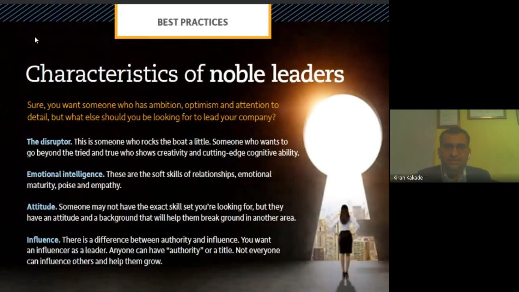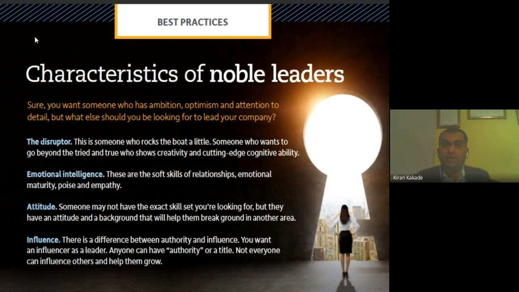Be specific. The disruptor. This is someone who rocks the boat a little, someone who wants to go beyond the tried and true, who shows creativity and cutting edge cognitive ability. Emotional intelligence. These are the soft skills of relationship, emotional maturity, poise, and empathy. Attitude. Someone may not have the exact skill set you are looking for, but they have an attitude and a background that will help them break ground in another area. Influence. There is a difference between authority and influence. You want an influencer as a leader. Anyone can have authority or a title. Not everyone can influence others and help them grow.